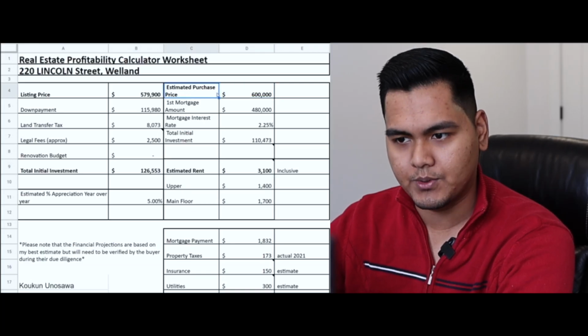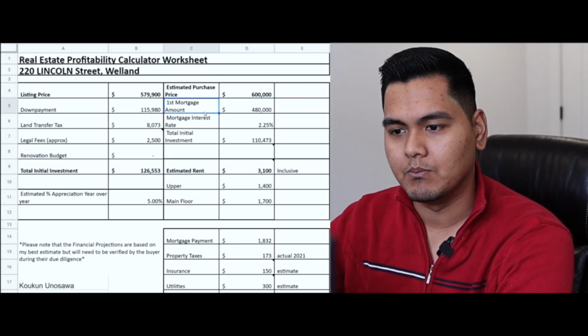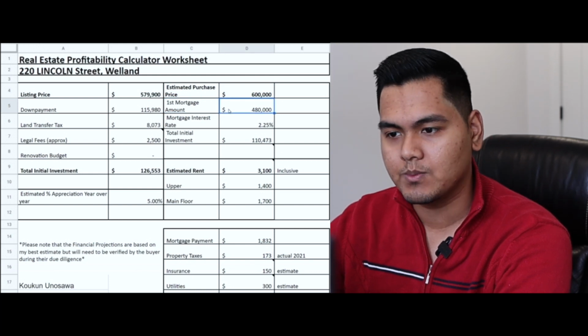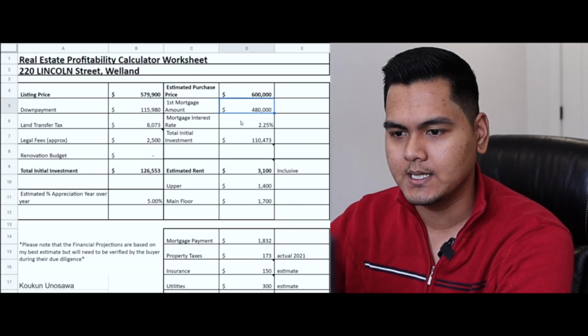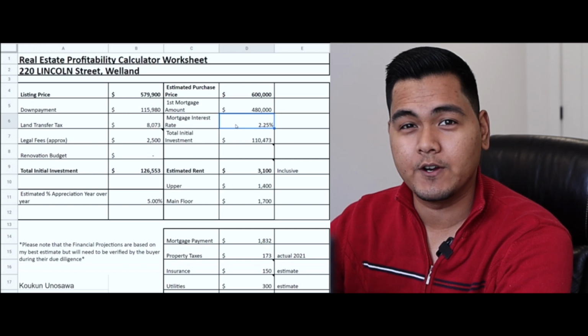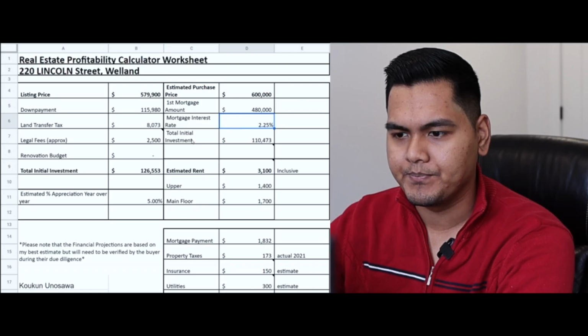And in this section, we put in the estimated purchase price of $600,000. The mortgage that you will be getting on this property would be about $480,000. Mortgage interest rate, we use the current variable rate, which is about 2.25%, maybe even a bit less. And then this is the total investment needed.